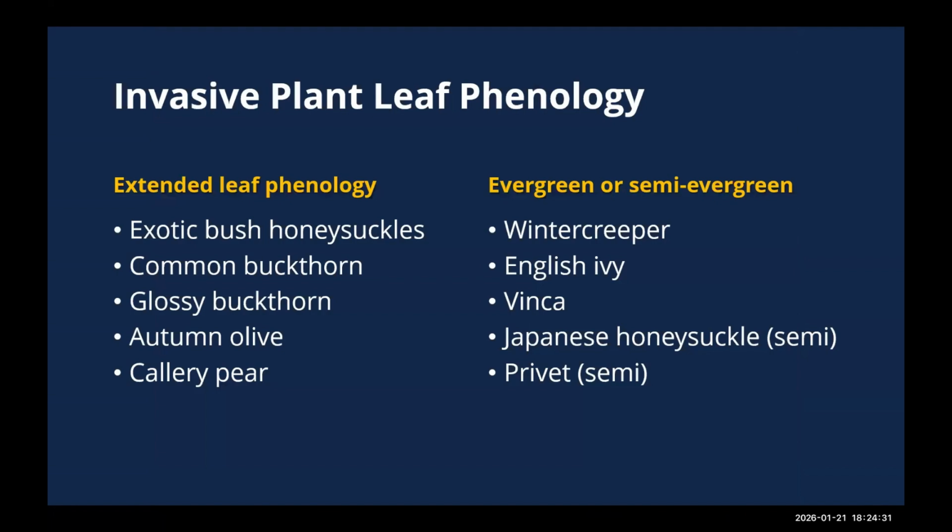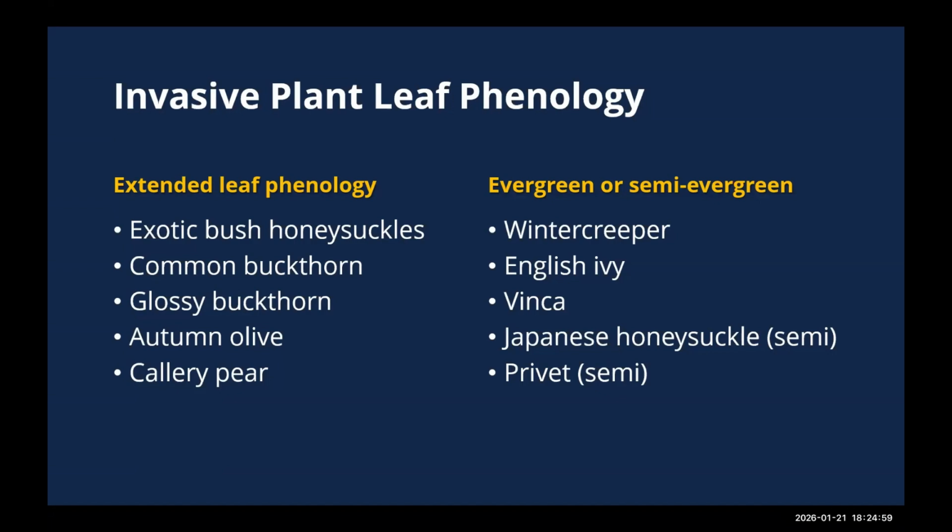And so just a list of some of the invasive plants that have an extended leaf phenology. So we see this a lot on our bush honeysuckles, common buckthorn and glossy buckthorn, autumn olive, and even Callery pear will have a bit of an extended leaf phenology. So those do definitely lose their leaves in the fall, early winter, but they tend to hold on to them a little longer than our natives.